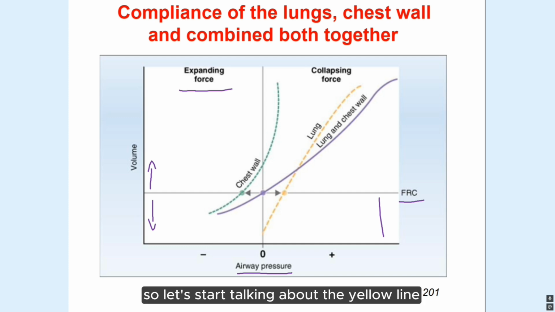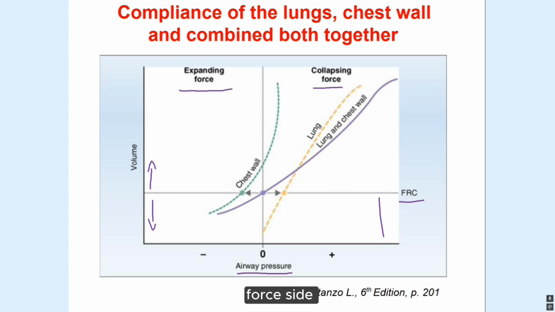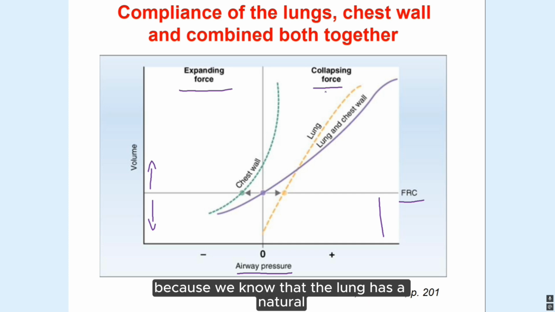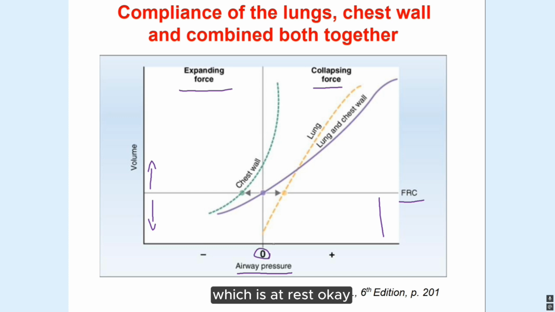So let's start talking about the yellow line, which is the lung. You can notice that the yellow line is actually on the collapsing force side. Why is it collapsing force? Because we know that the lung has a natural elastic recoil and it also has surface tension. So that's why the lung is on the collapsing force. We can also see that when airway pressure is zero, which is at rest, okay, the lung volume is very little. Why? Because the lung will try to collapse or try to deflate naturally.